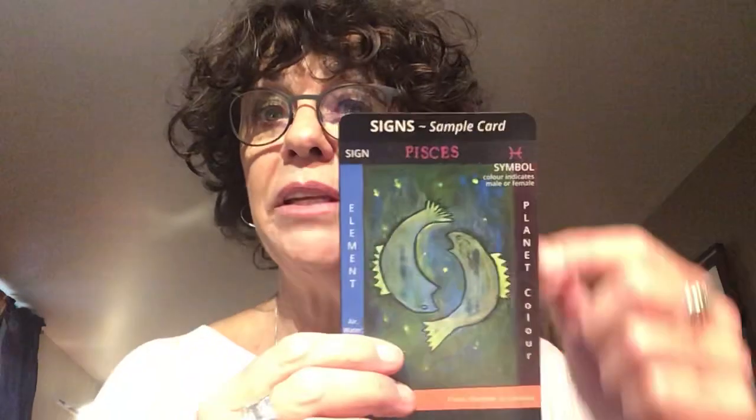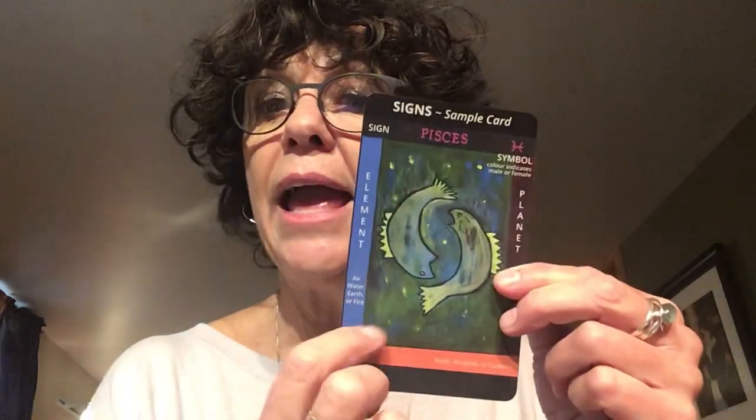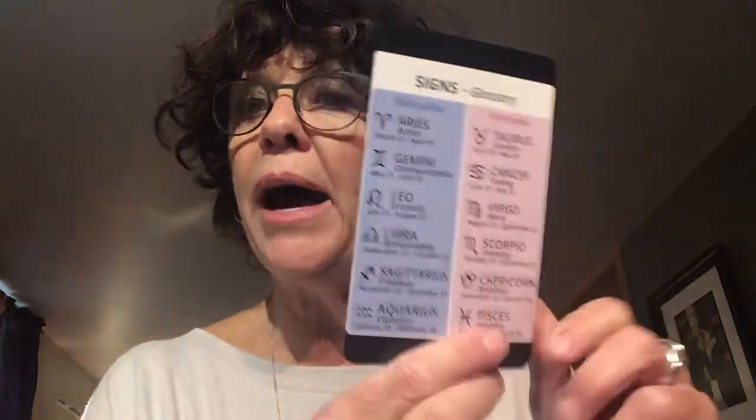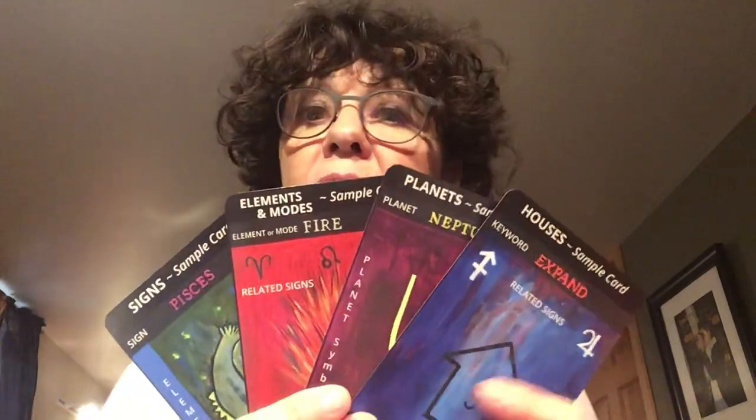Now, in the glossary, let's take the sign for an example. On the front, you'll see the color of the element, the planet color, whether it's feminine or masculine by the color, and the mode here at the bottom. On the back of the glossaries, they're like a cheat sheet that'll show you the characteristics of the sign just at a glance. So we have these, as I said, for all the houses, elements, signs, planets, and etc.